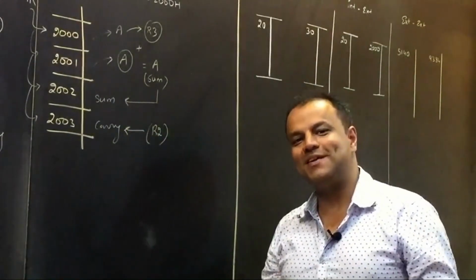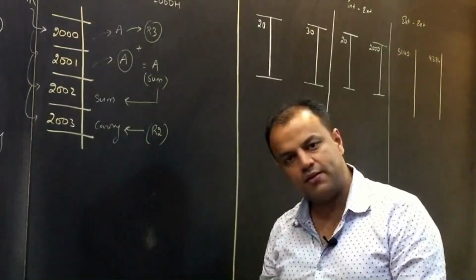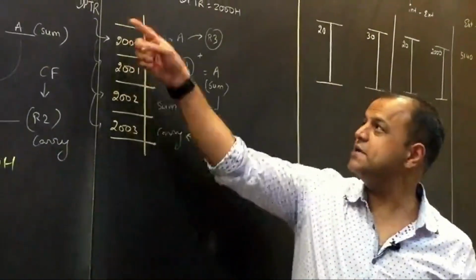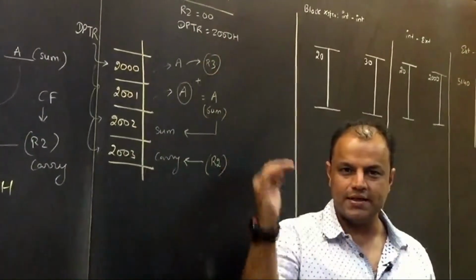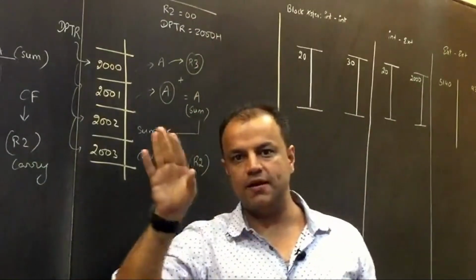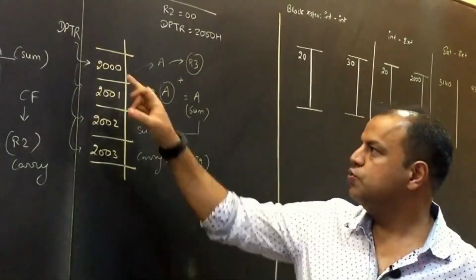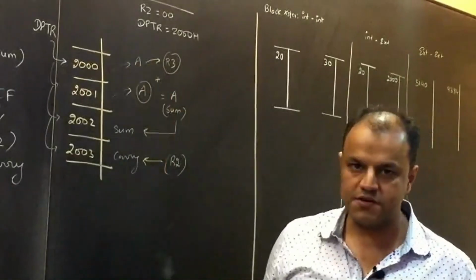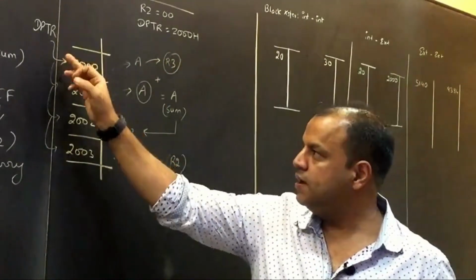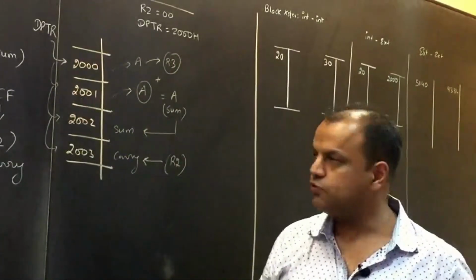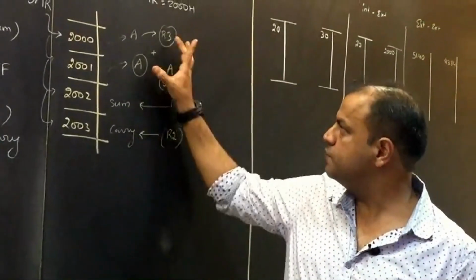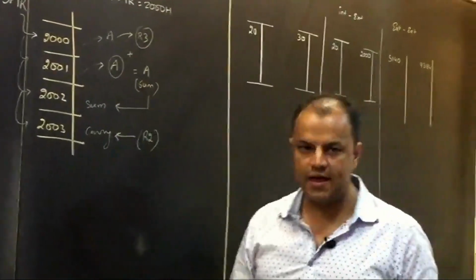Job done. Please tell me, did you understand this? I will say once again the whole logic, then we'll start coding. Initialize DPTR with 2000, that's your pointer. Initialize R2 with 00, that's your assumed carry, assuming no carry. Now, using DPTR as a pointer, take the first number in A, transfer the number to R3, increment DPTR so that it points to the next location. Using DPTR as a pointer, take the second number in A. Add A and R3, A has the sum.